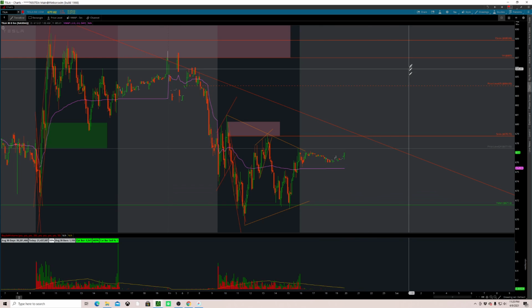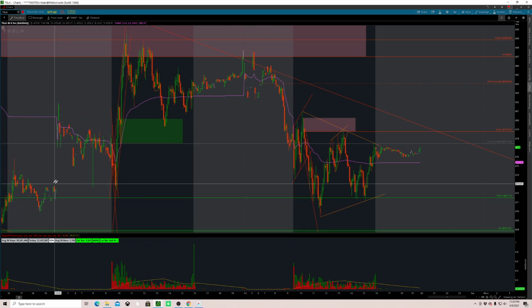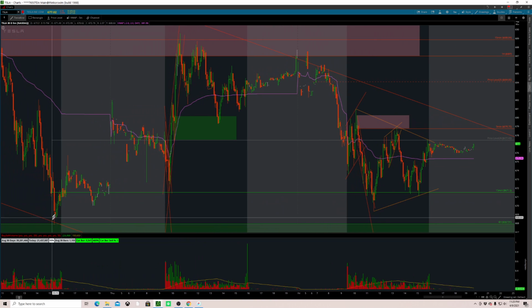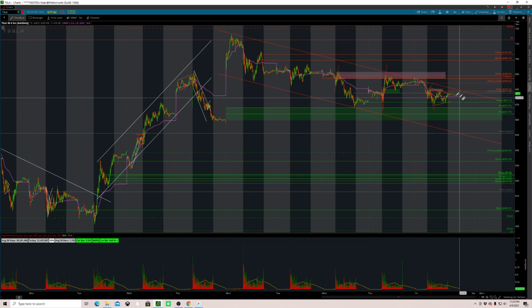I think this is a double bottom. Yeah, I think this is a double bottom, because this low and this low is higher, unless this is going to be a big drop on Monday. But I think this is a double bottom for us to go up.